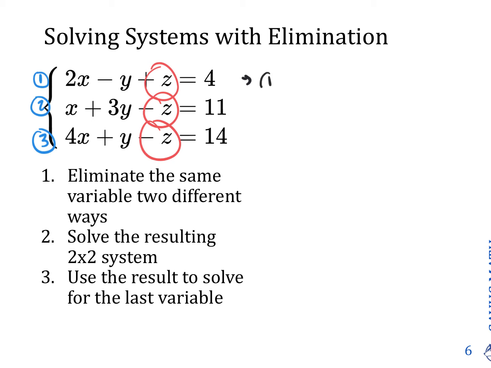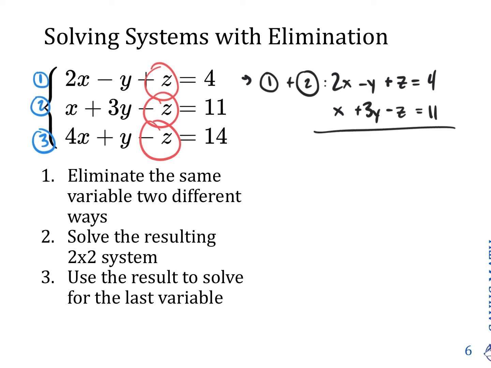add equation 1 plus equation 2, and that's going to eliminate the z's. So I'm going to write that all out. 2x minus y plus z equals 4. And then the other one is x plus 3y minus z equals 11. And so we're going to add those together and see what we get. So we'll end up with 3x plus 2y equals 15. Notice that the z's eliminated. Okay, I eliminated the z one way.